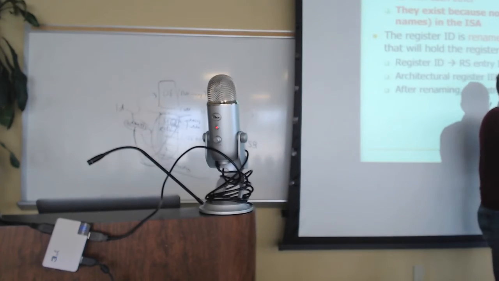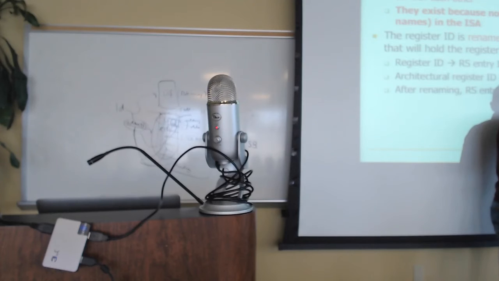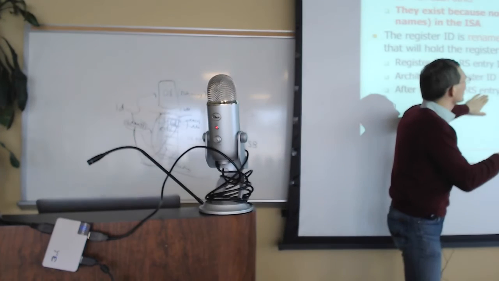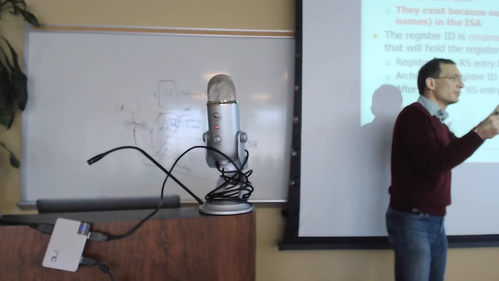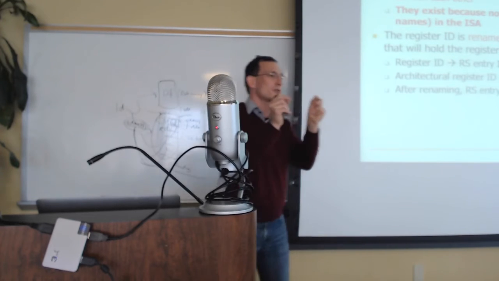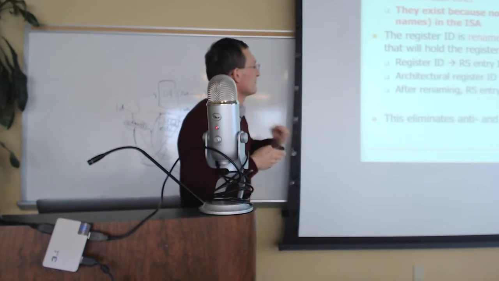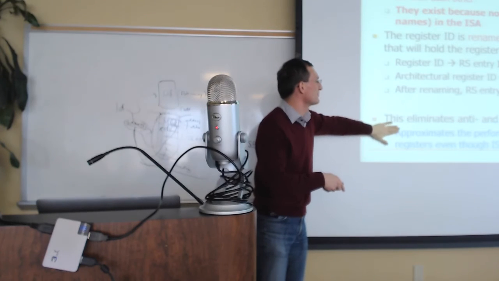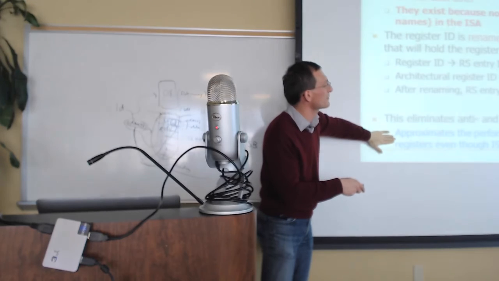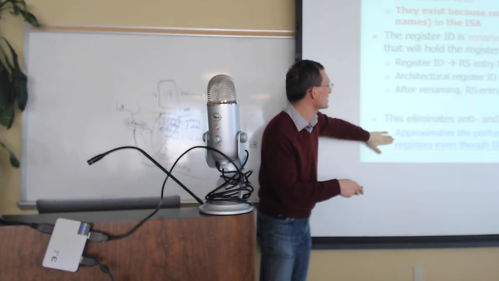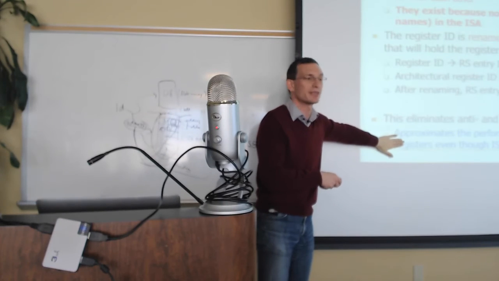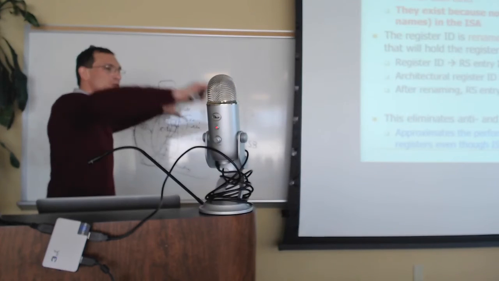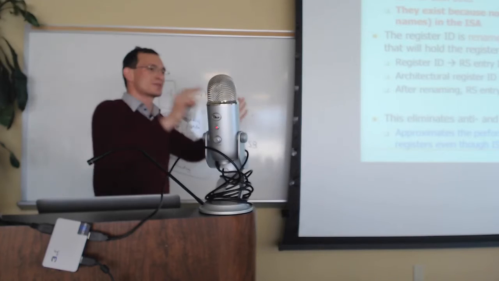We covered this very early on in data flow. Basically, that reservation station entry ID is used to refer to that value that's to be communicated. And that value is what links to instructions. Okay? And this whole process eliminates anti and output dependencies, and we've already discussed that. It approximates the performance effect of a large number of registers, even though the ISA has a small number. Now we can actually have a huge number of reservation stations and a small number of registers.